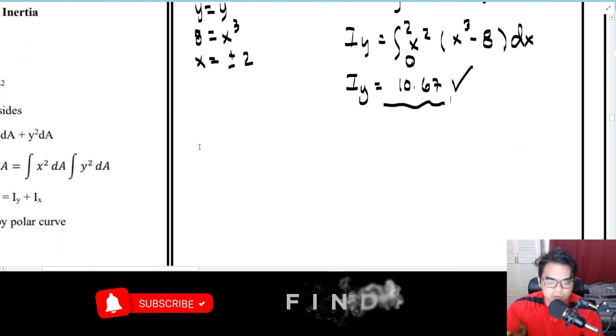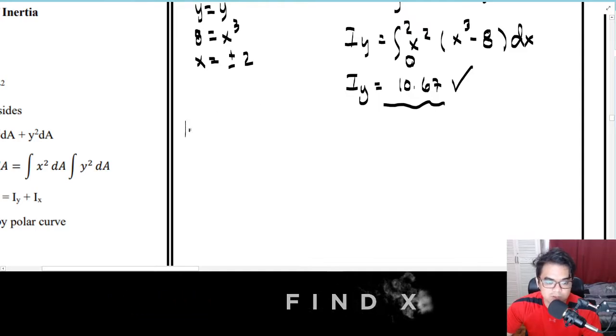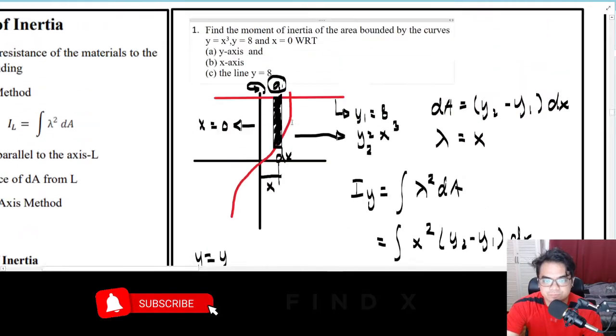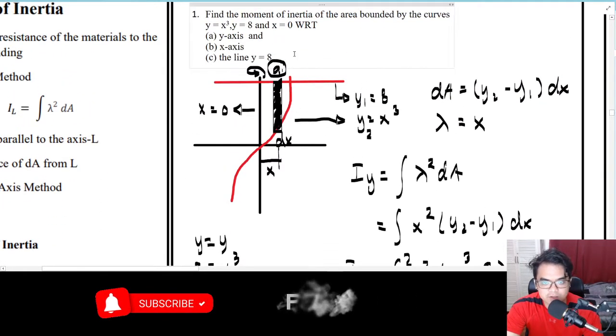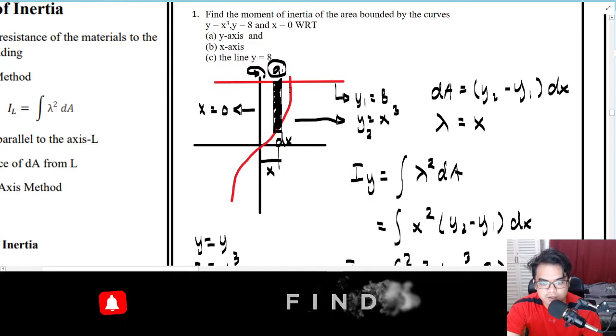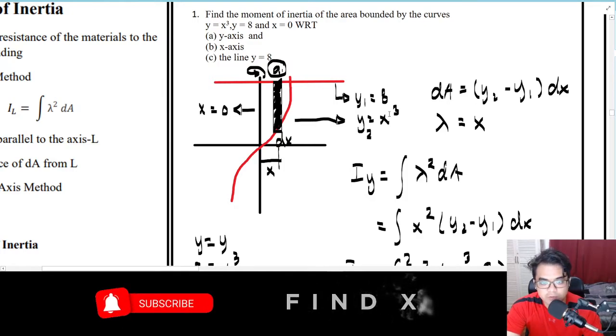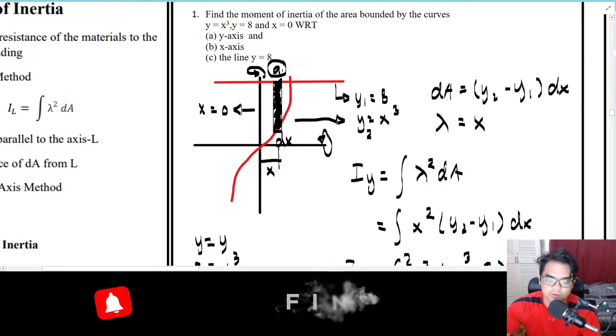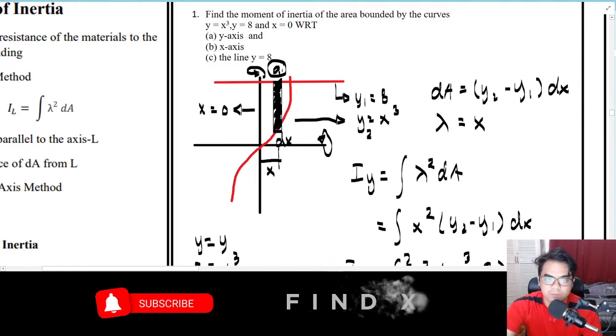Let's get into letter B. It will be just the same. The difference here is that instead of the strip being vertical, we have to take it horizontal, because now the axis of revolution is the x-axis. Therefore, your strip now will be this one.